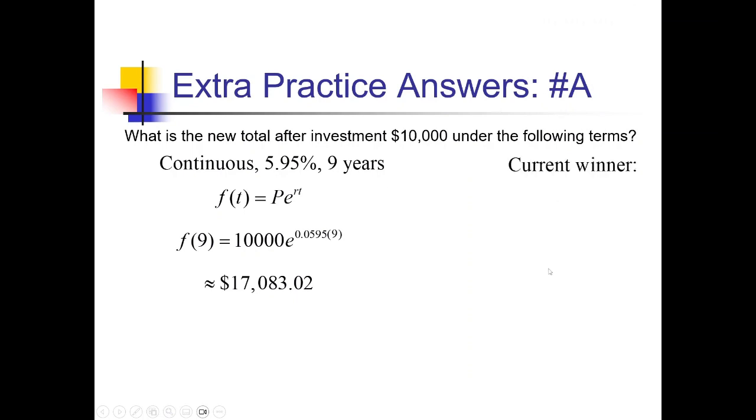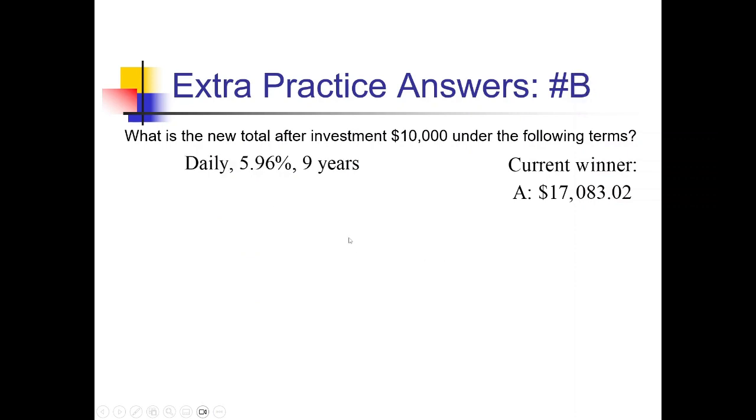So one thing I'm going to be doing is keeping track of my highest total. This is Plan A, giving us $17,083.02 in return for our $10,000. So that's the current winner because it's the only one we've tried. If I find one that's higher, I will update the current winner column. Otherwise, I'll just leave this the same until I run out of plans. All right, on to the next.